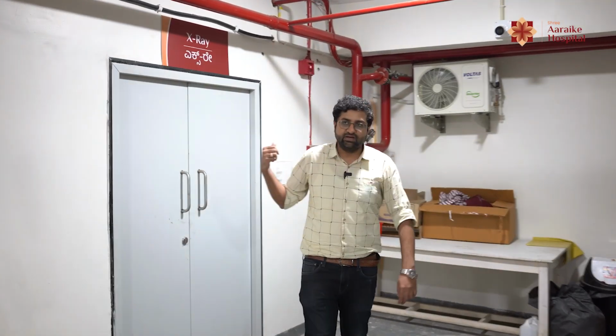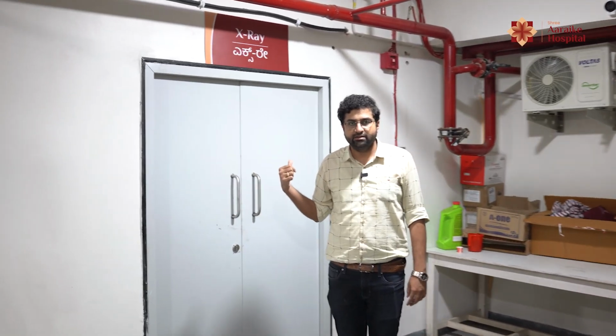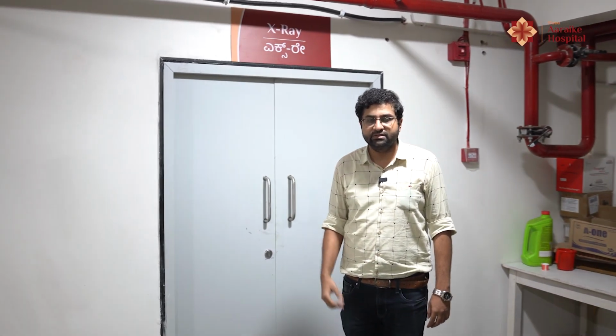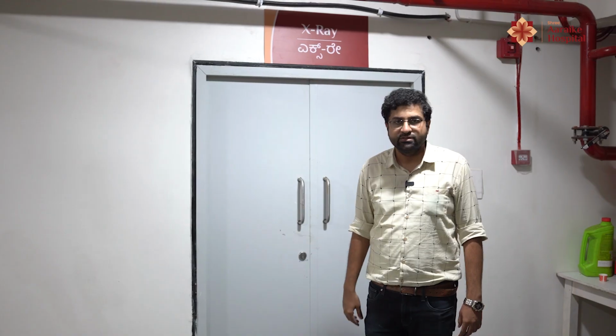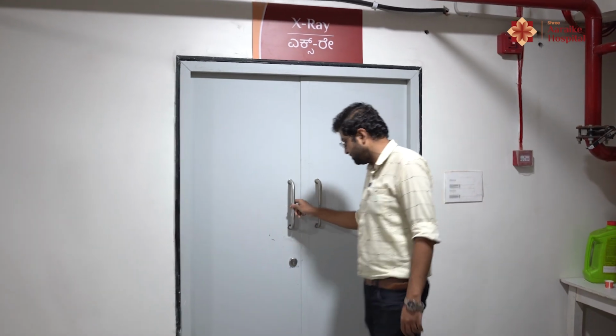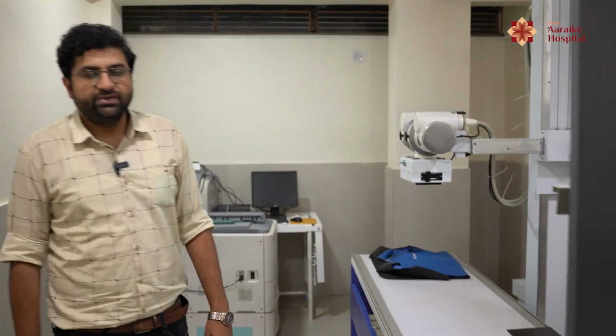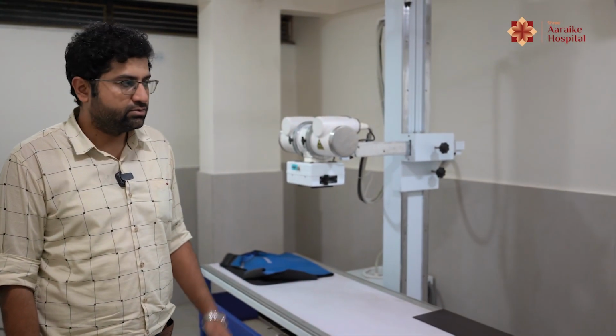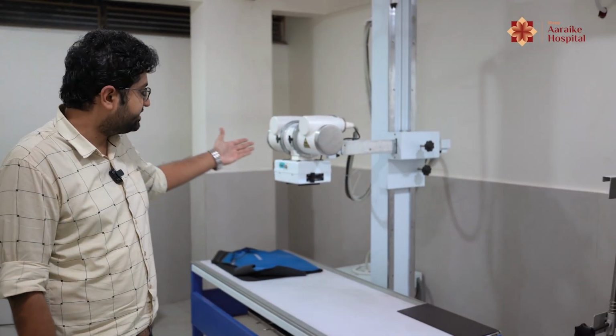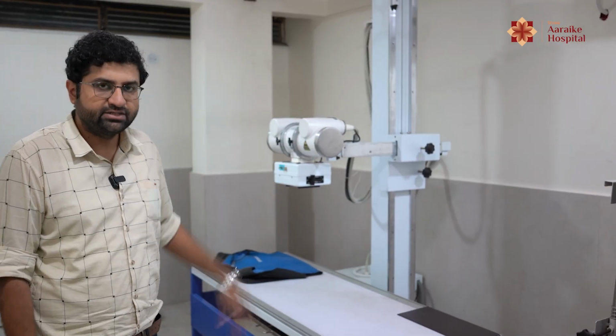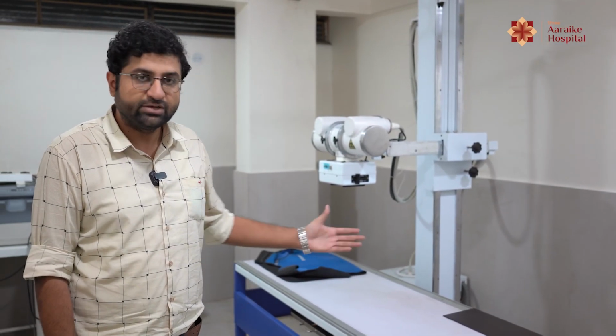Then coming to the X-ray, we have an in-house X-ray. This is a 300 MA X-ray machine. The 300 MA is because it gives very good clarity. Now we'll just walk into the X-ray unit. This is called a digital X-ray. This is a very high-end machine, 300 milliamperes, and it gives very good clarity.